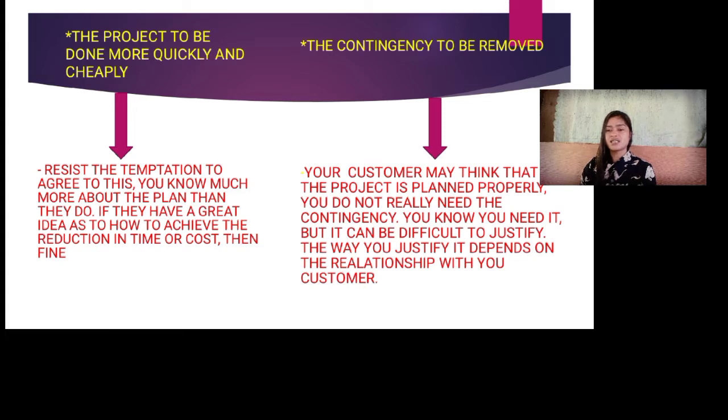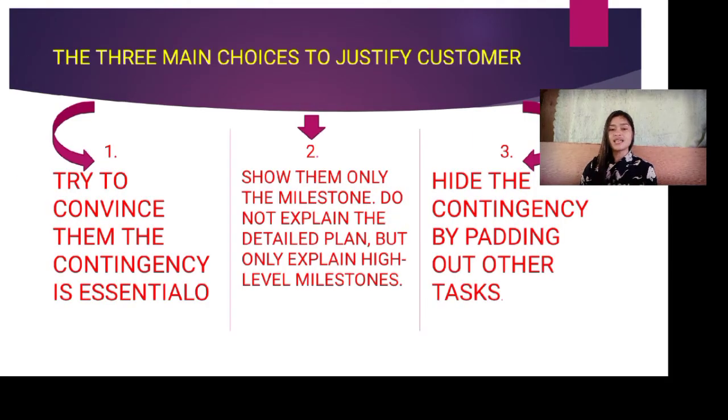The second is the contingency to be removed. Your customer may think that if the project is planned properly, you do not really need the contingency. You know you need it, but it can be difficult to justify. The way you justify it depends on the relationship with your customer. There are three main choices to justify it to the customer.